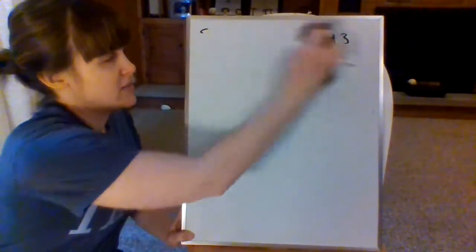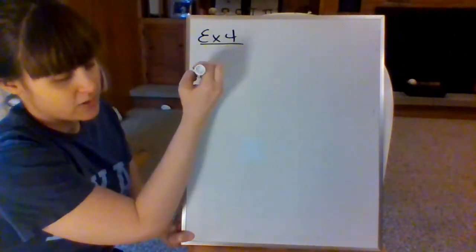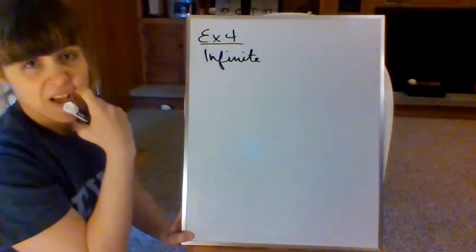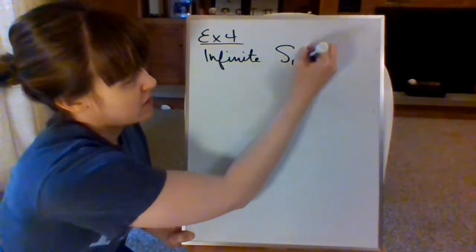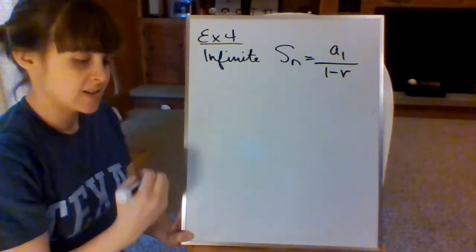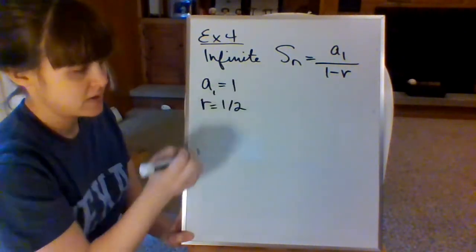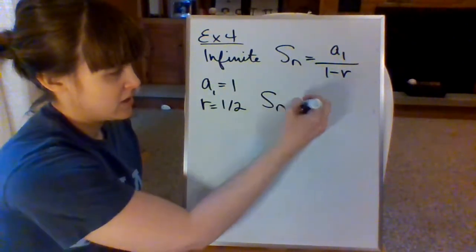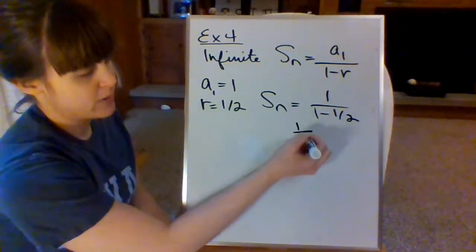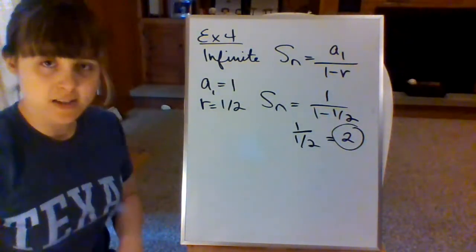Alright, lastly, we have example 4. So, this is an infinite geometric series. Okay, so the formula for that was a1 over 1 minus r. So, we have a1 equals 1 and r equals 1/2. So, we're going to do 1 over 1 minus 1/2. So 1 divided by 1/2 is 2. Okay, so that one is 2.